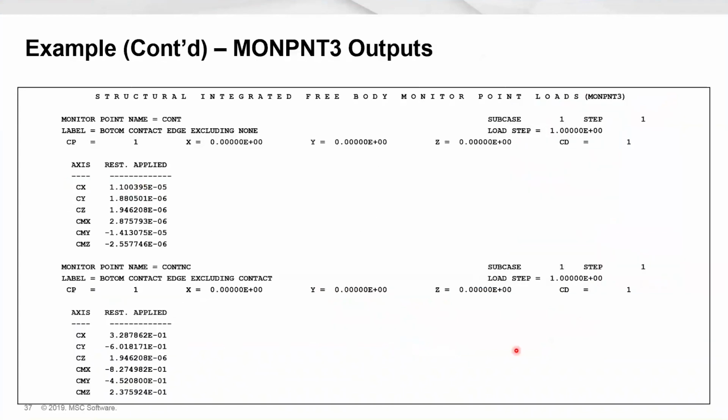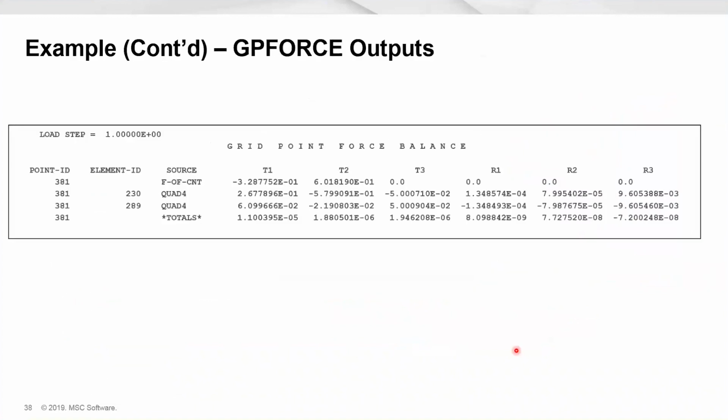So let's move on. Here's the output in the F06 file for MONPNT3 in solution 400. And as you know, the GP4 output is very important when we are doing solution 400. So you can also get the MONPNT3 file output now.